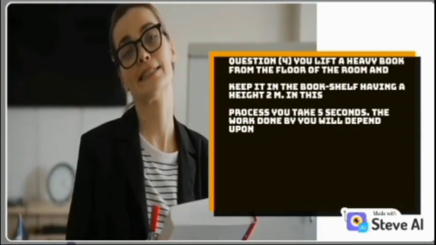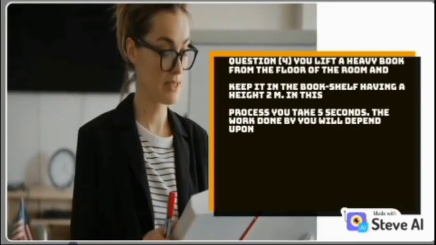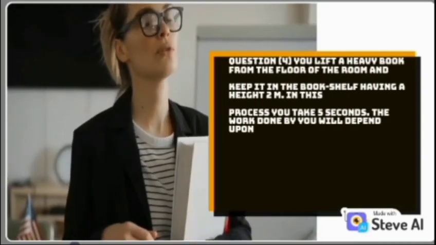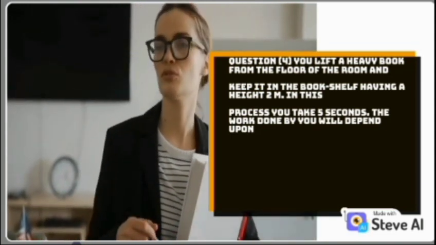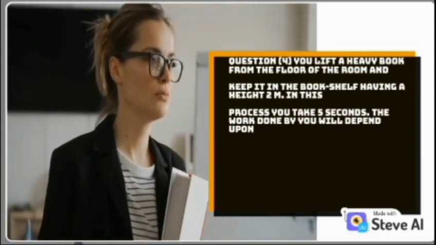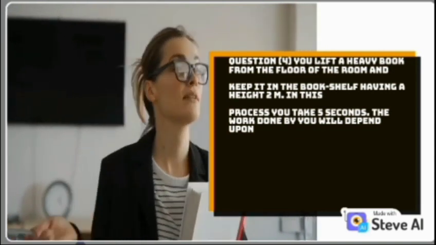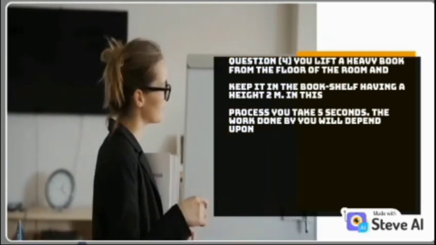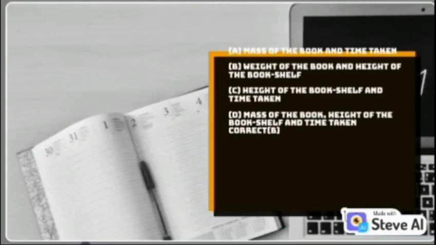Question 4. You lift a heavy book from the floor of the room and keep it in a bookshelf at a height of 2 meters. In this process you take 5 seconds. The work done by you will depend upon: A. Mass of the book and time taken. B. Weight of the book and height of the bookshelf. C. Height of the bookshelf and time taken. D. Mass of the book, height of the bookshelf and time.